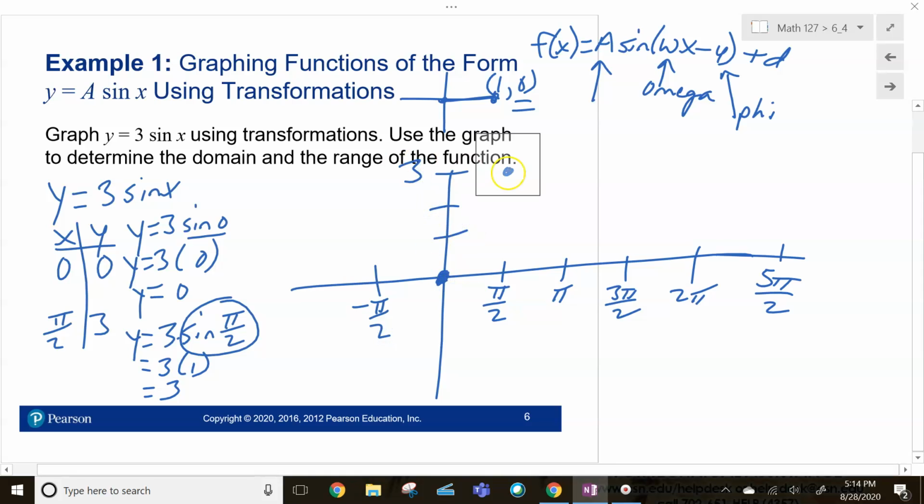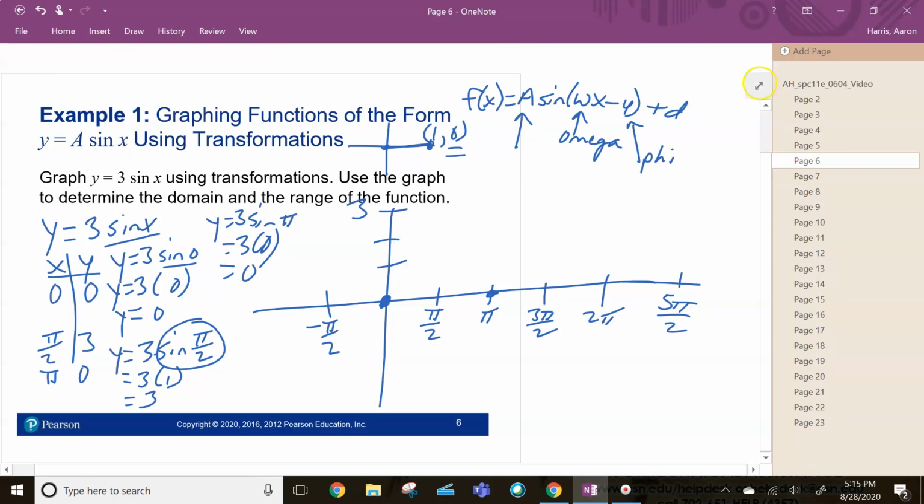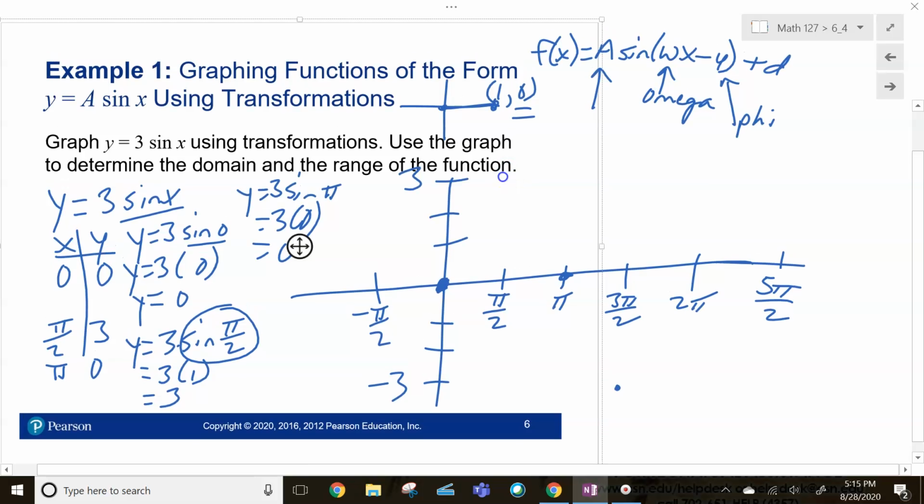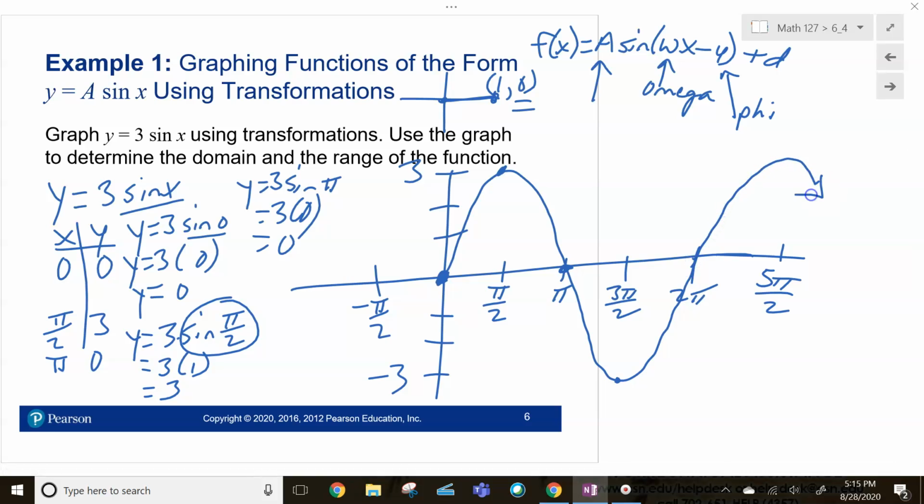So I got 0, 0, but now I got pi halves, 3. I'm going to plug pi in now. So 3 sine pi, and we know that the sine of pi is 0, so I get 3 times 0, 0. Now I'm going to plug in 3 pi halves. I know the sine of 3 pi halves is negative 1, but I got to multiply by the 3 in front, so I get negative 3. Plug in sine 2 pi, that's 0. 0 times the 3 in front, 0. Okay, so this thing goes... Boy, this thing drives me crazy sometimes. It's going to continue like that. Anyways, we could keep drawing that thing.